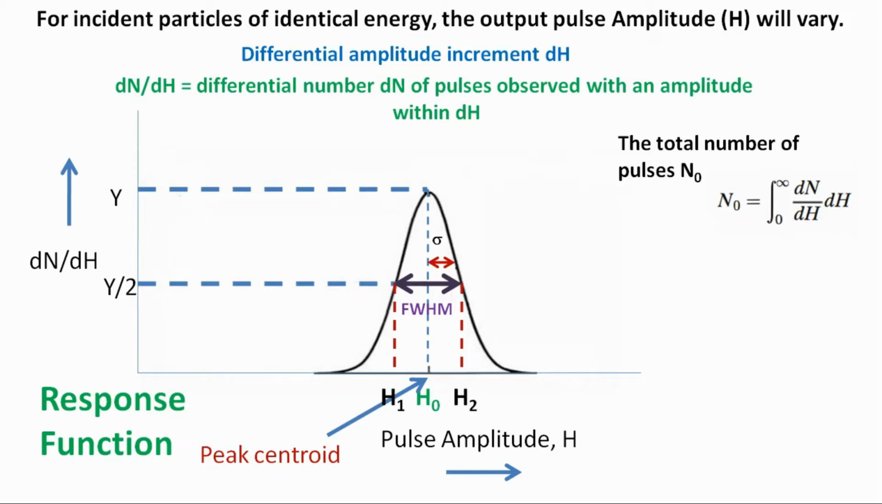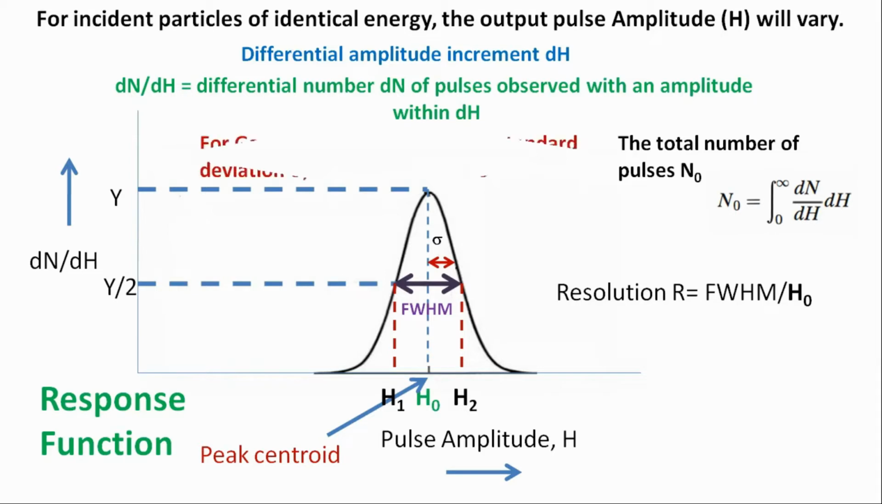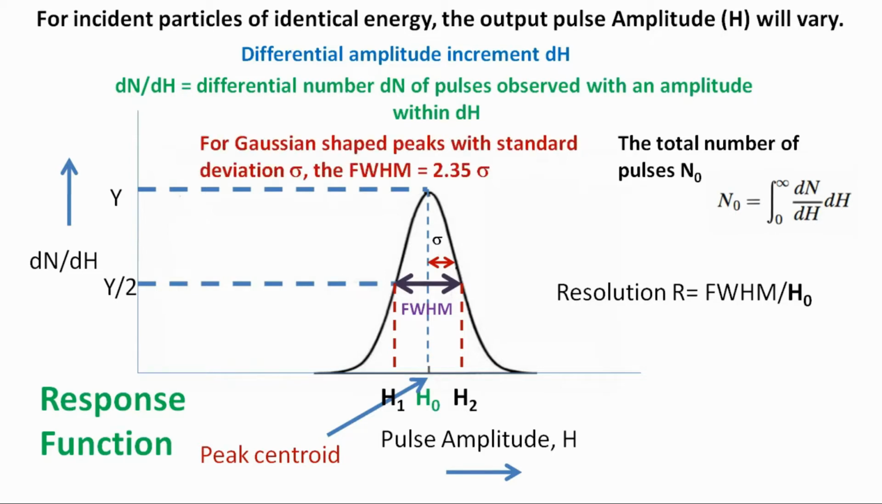So you define the resolution of such a graph as full width at half maximum divided by the peak centroid. For the Gaussian shaped peak, you have this value. So you have this relation for Gaussian peaks. For the case of full width at half maximum, it is 2.35 sigma.